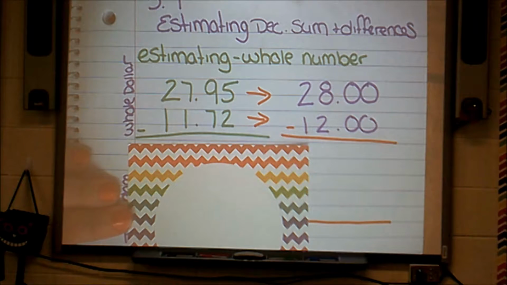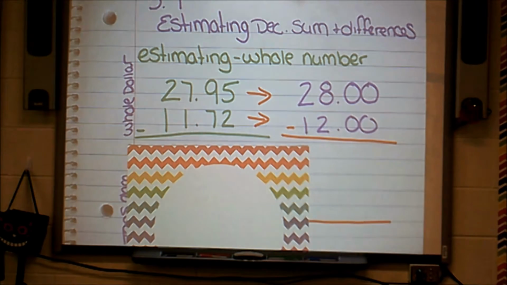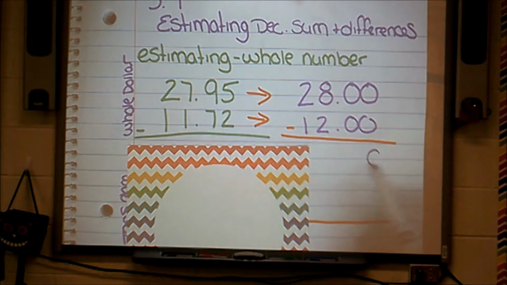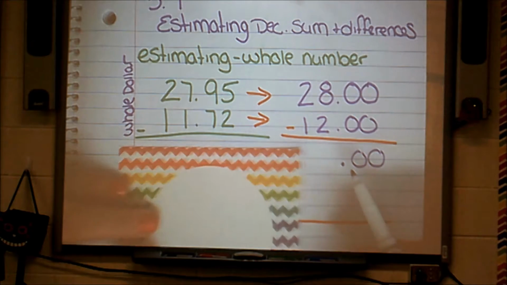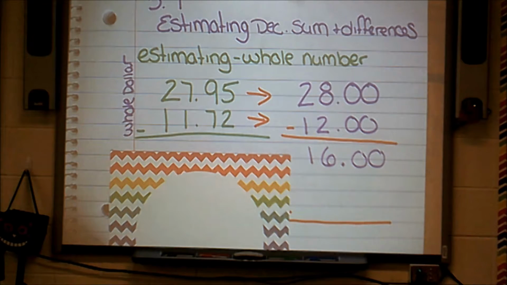After you have estimated both numbers to the nearest whole dollar, you simply subtract using the same methods that we used in the previous sections. Making sure that my decimals are lined up. 0 minus 0 is 0. 0 minus 0 is 0. Decimal, decimal, decimal. 8 minus 2 is 6. And 2 minus 1 is 1. So to estimate my money of $27.95 minus $11.72 shows that I have about $16 left.